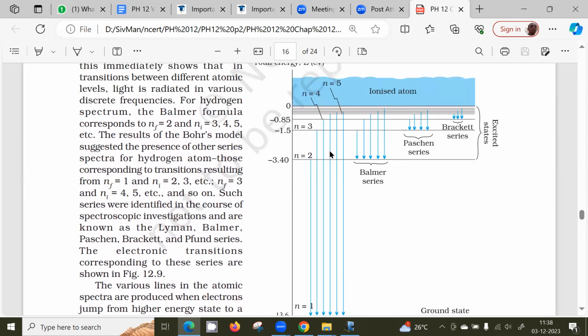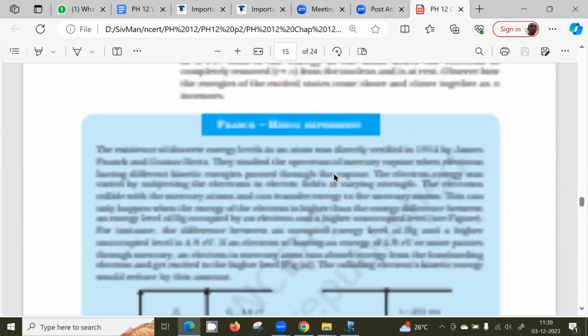Next is Paschen, where the final state is n equal to 3. And the next one is Pfund, where the final state is n equal to 5. Here n equal to 4. So we can have different series of lines. That's what this figure shows.